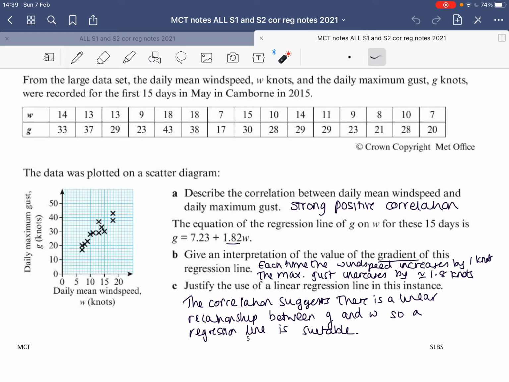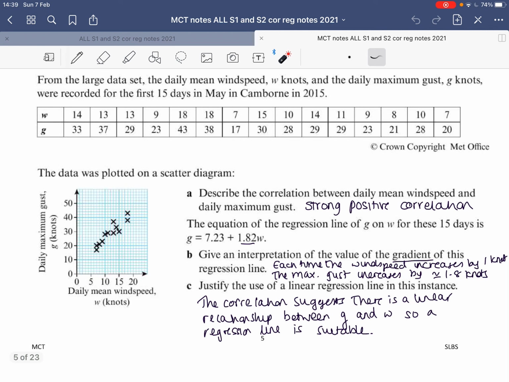So the data was plotted on a scatter diagram. Now, what's actually probably going to happen in reality is they're not going to plot the diagram for you. It's much more likely that you're going to enter W and G into your calculator and bring out the regression line yourself or the correlation coefficient. Okay, so describe the correlation. Well, you can see from the diagram it's got a strong positive correlation.